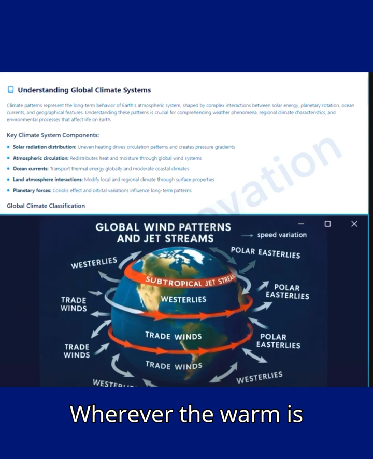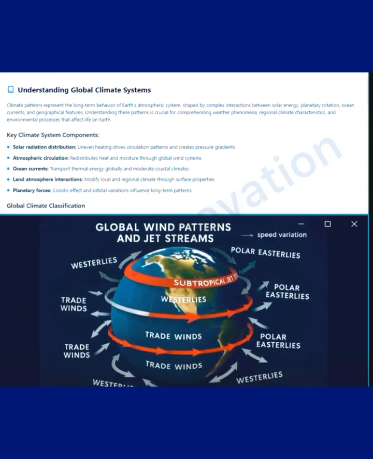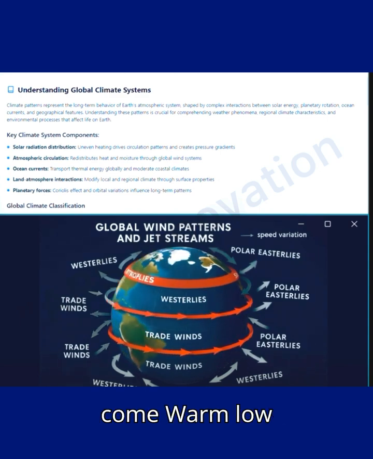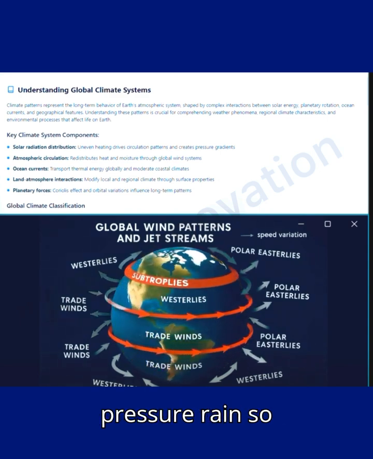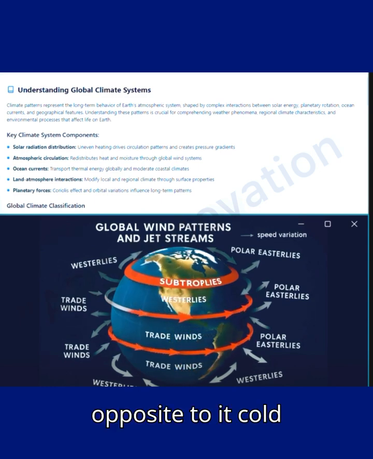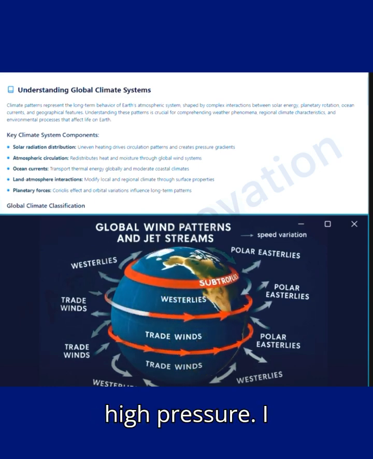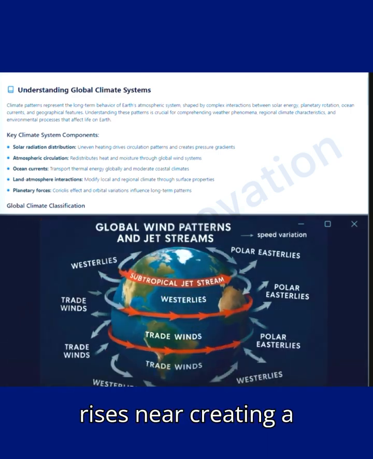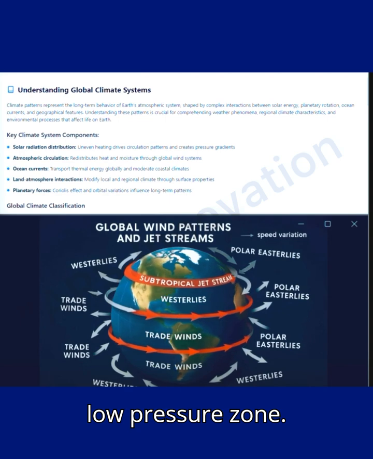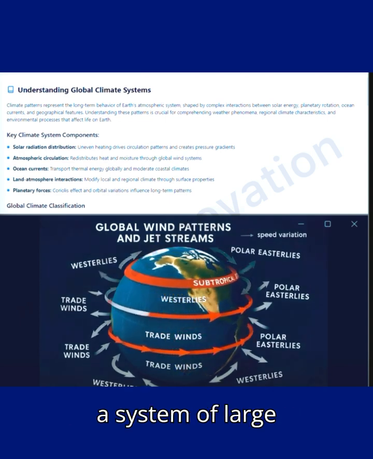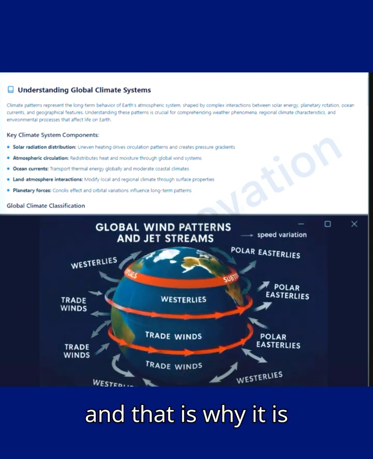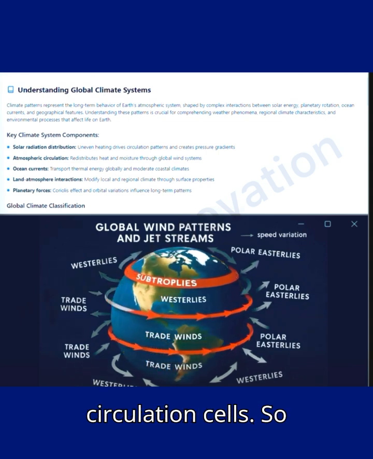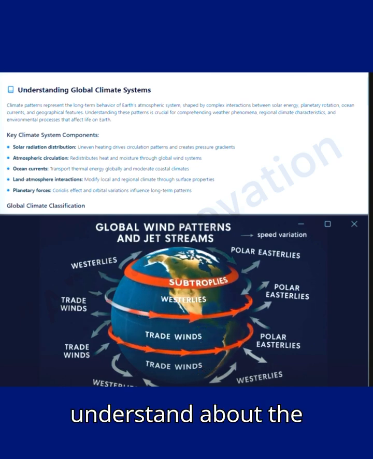Wherever warmth is present, that means it is in low pressure form. So low pressure means the rain will come. Warm, low pressure, rain. Opposite to it, cold, high pressure. I already told you, at the equator wind rises, creating a low pressure zone. This movement sets up a system of large scale wind patterns, and that is why it is called atmospheric circulation cells. So what are those cells? You need to understand about the cells.